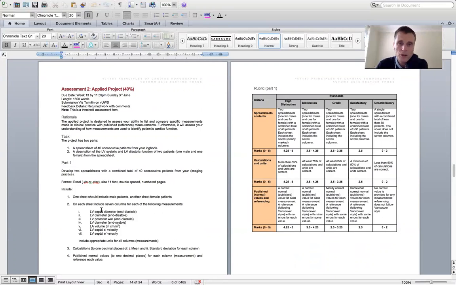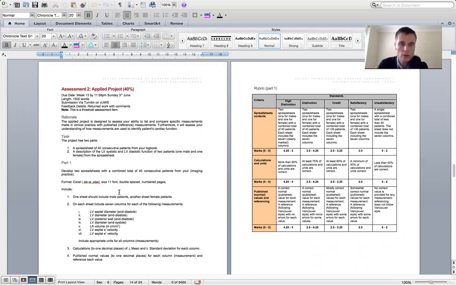So the applied project is the second assessment item for Principles of Cardiac Sonography 3. It has 2 parts. One of them is a spreadsheet, which includes 40 consecutive patients divided into males and females. So a list of those 40. The males and females will obviously make up slightly different numbers if you're doing 40 consecutive patients. There may, for example, be 18 males and 22 females.